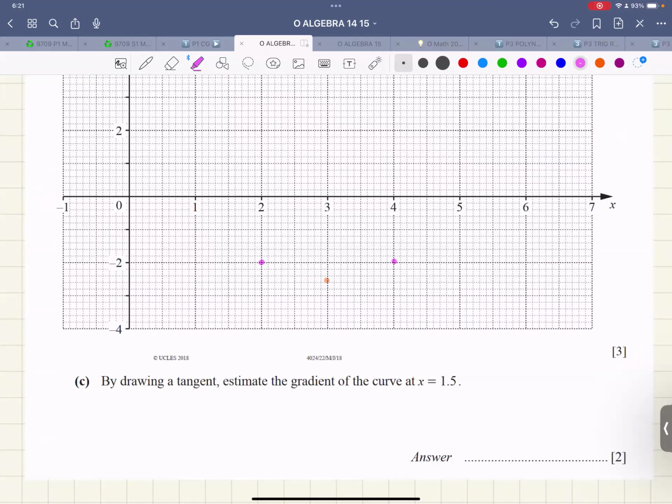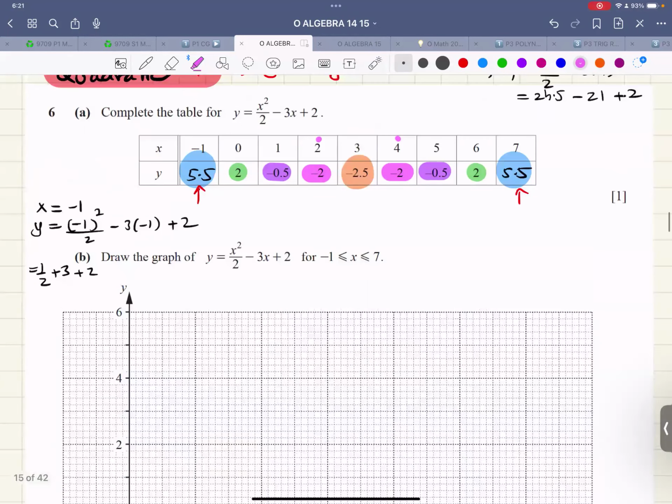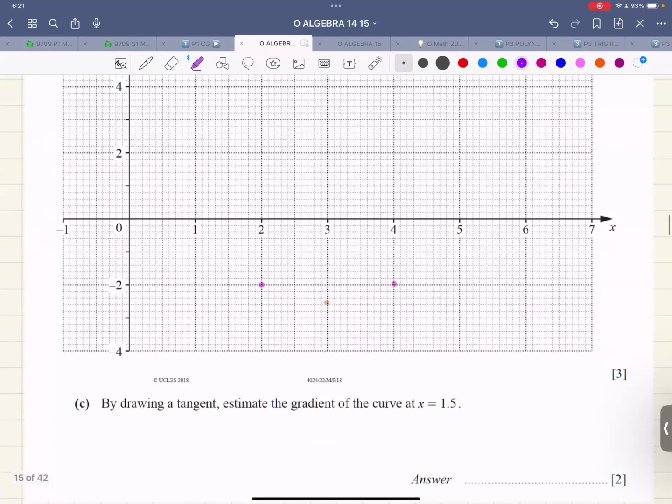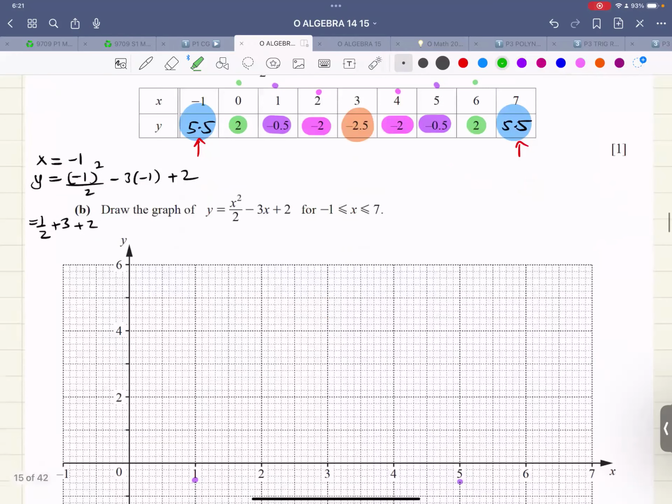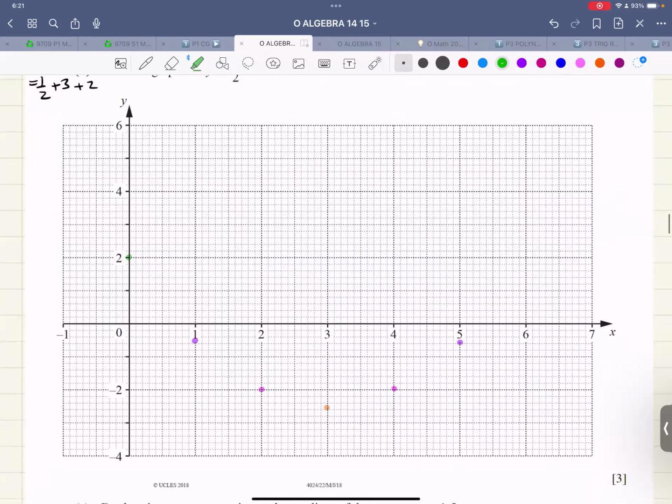So just look at the symmetry over here. Then the purple points, 1 and 5, they are giving me -0.5. 1 is giving me -0.5, 5 is giving me -0.5. If I'm not mistaken, yes, it's almost over here. Then we have the green points. 0 is giving me 2, and 6 is giving me 2.